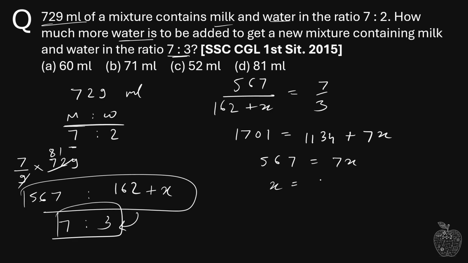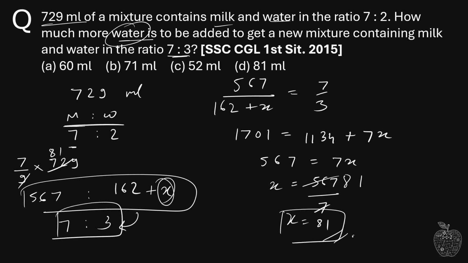Now I get X is equal to 567 upon 7. 7 8s are 56, 7 1s are 7. So I get the value of X, which is 81. Question is asking me how much more water is to be added. So we are adding water. We added X amount of water and X is equal to 81. So this is our required answer. Here option D is the correct one.